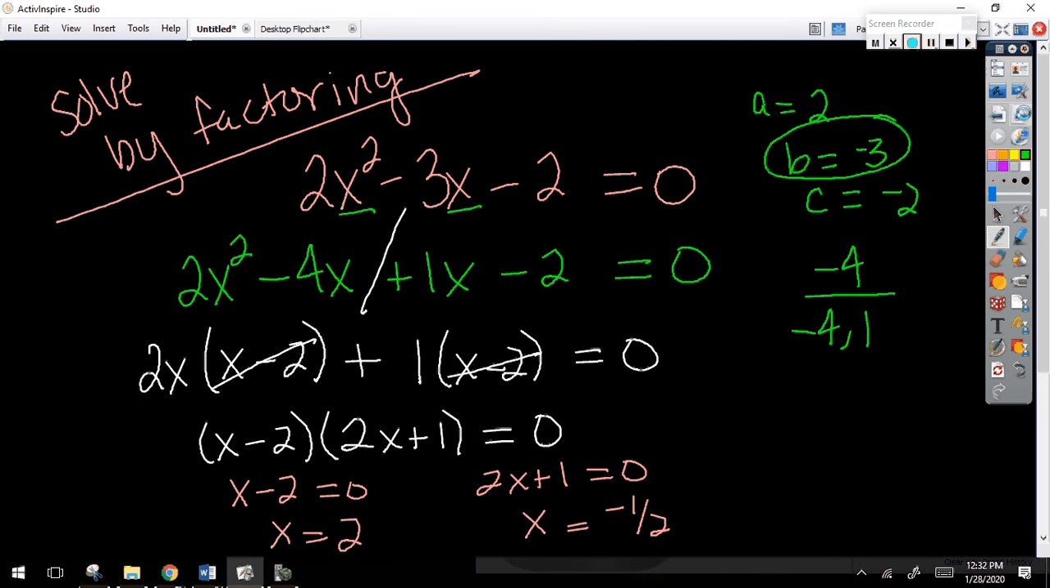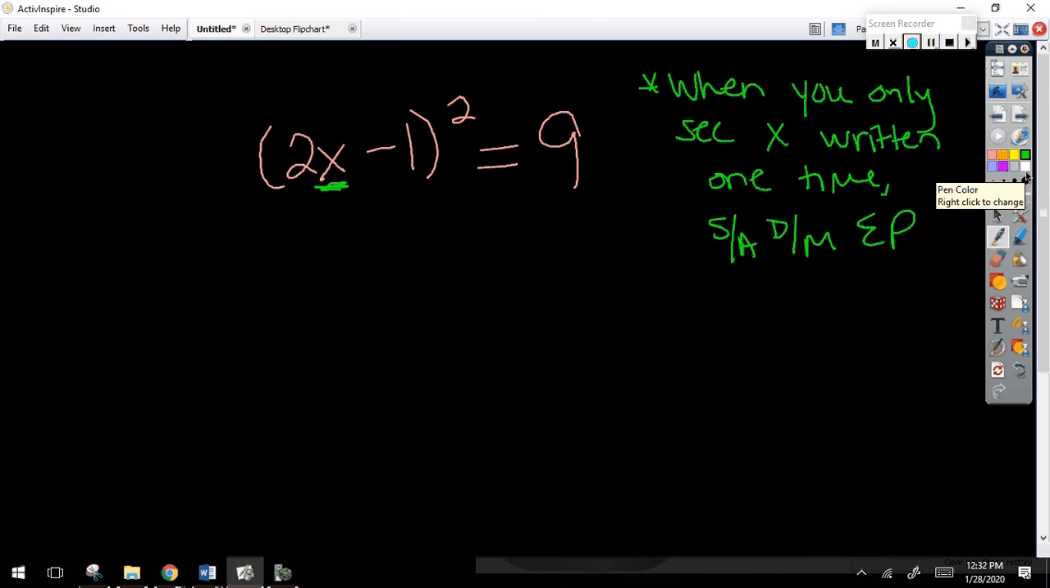So I'm looking for addition or subtraction. Remember, parentheses is last. Addition, subtraction outside the parentheses, and I don't have that, right? I don't have any multiplication, division outside the parentheses, but I do have an exponent. How do I get rid of that exponent? Square root.